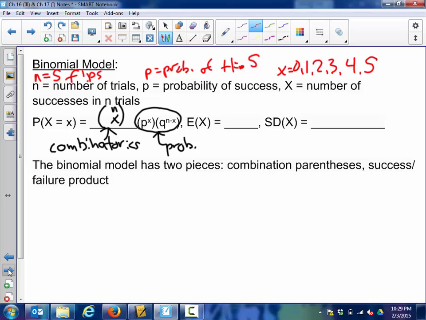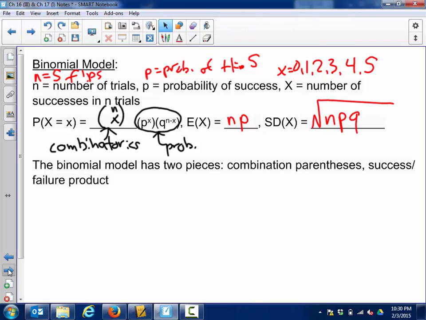Your expected value, or the mean here, this is on your stats reference sheet, but it is n times p, the standard deviation of the number of successes in n trials is the square root of the number of trials times your probability of success times your probability of failure.